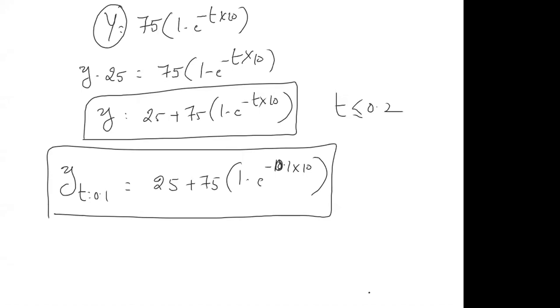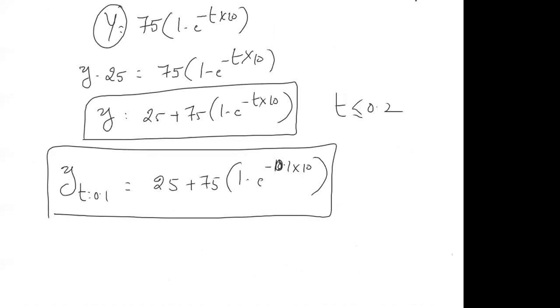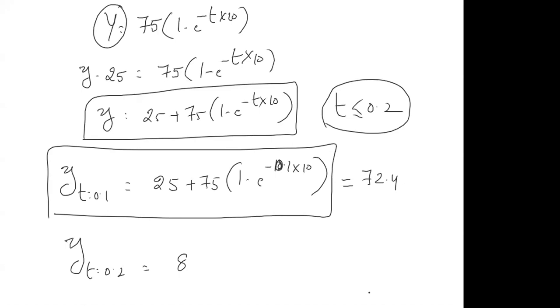So up to 0.2 minutes, this is the reading. What is the answer that you got? 0.4. So can somebody calculate the reading of the thermometer at 0.2 minutes? What is the reading of the thermometer at 0.2 minutes? 89.8.